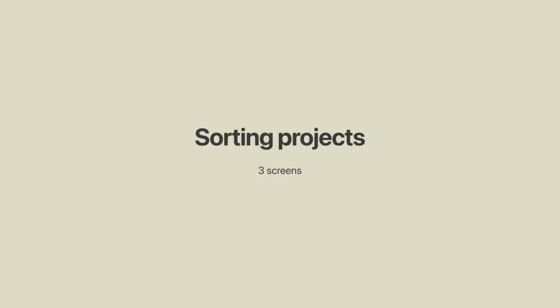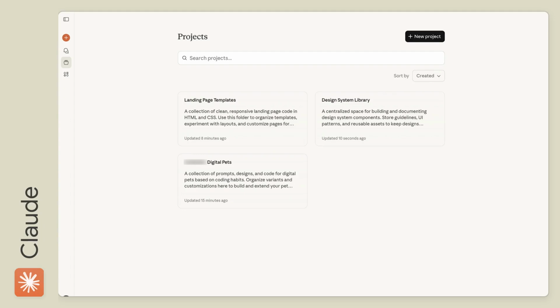Up next, let's discover how sorting projects works. See your projects sorted by date. Next, select a new sorting option. Then, view projects sorted by recent activity.